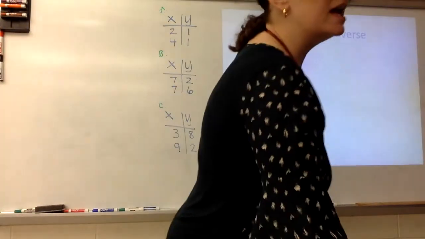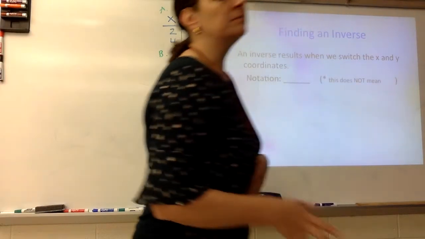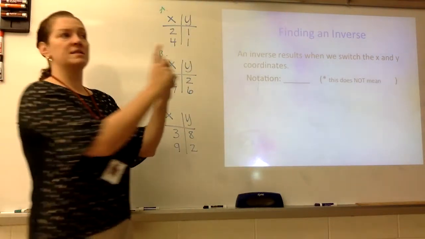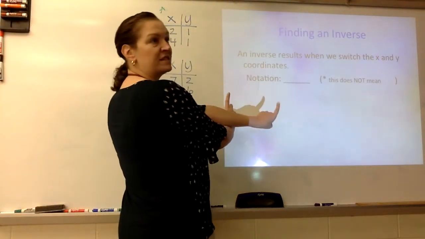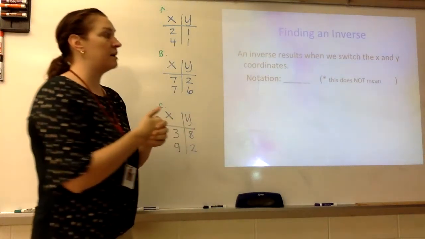The first thing is we're going to find an inverse, where we literally take what is x and y and we reverse the values. We don't change the signs, we just change their location within the table.